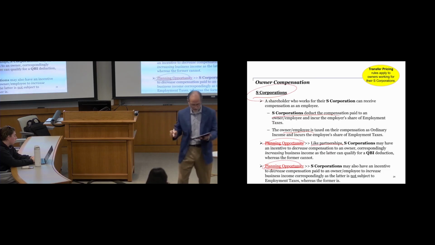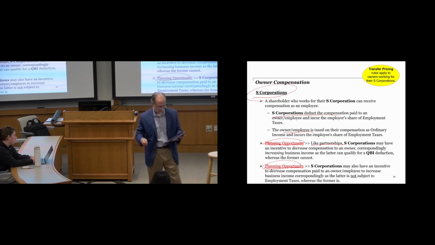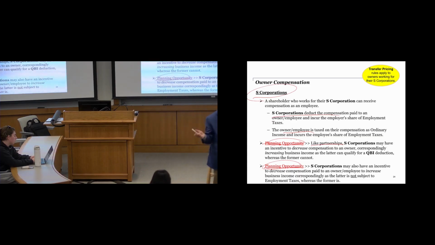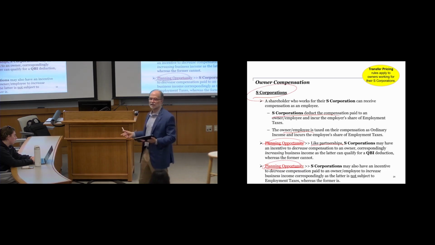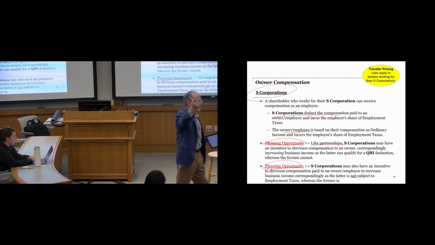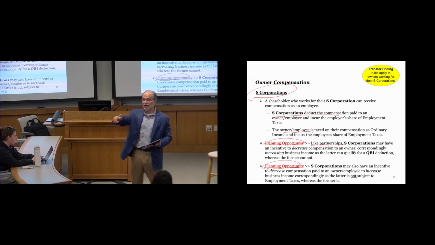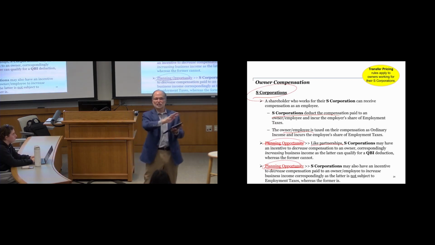Second planning opportunity, S corporations may also have an incentive to decrease compensation paid to an owner employee to increase business income because the latter is not subject to employment taxes. If I leave it in the business, it comes out as your business income. That is not self-employment taxes, Medicare and Social Security. If I pay it out as compensation, I have the normal employer-employee dichotomy on half each on the employment taxes. Okay, so maybe I dial it back for that reason as well. Again, subject to transfer pricing.